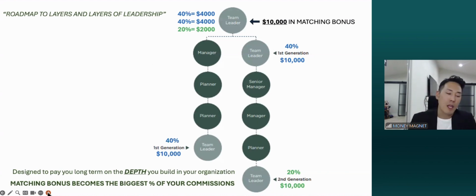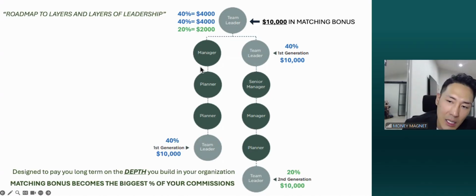So remember, the whole point of leadership matching bonus is to create the behavior of layers and layers of leaders that are automated and running their own business. Let's take a look at this. Let's say I'm a team leader. My frontline team leader would become essentially my first generation team leader. Now you see the team leader all the way at the bottom of that leg. Because there are no other team leaders in between, this second team leader would be considered my second generation team leader.